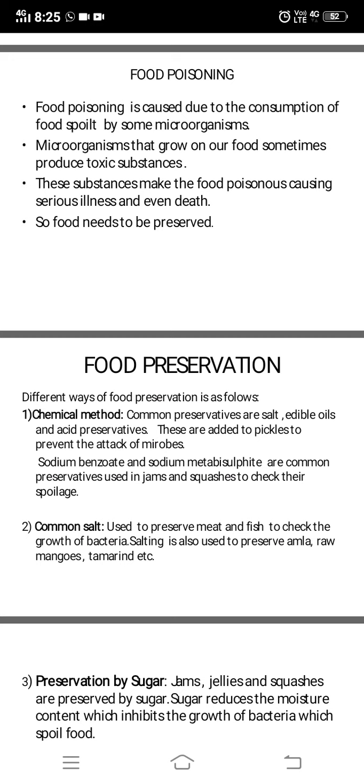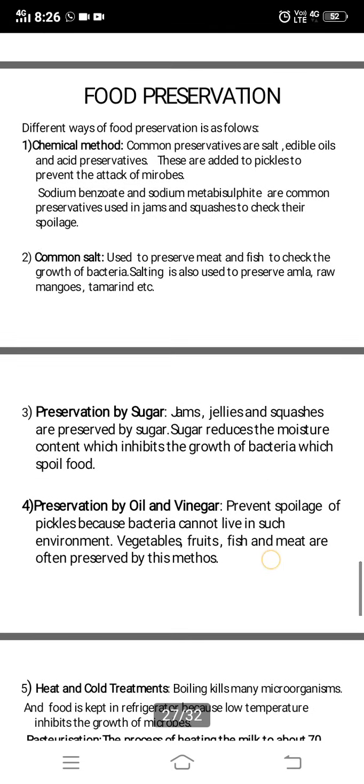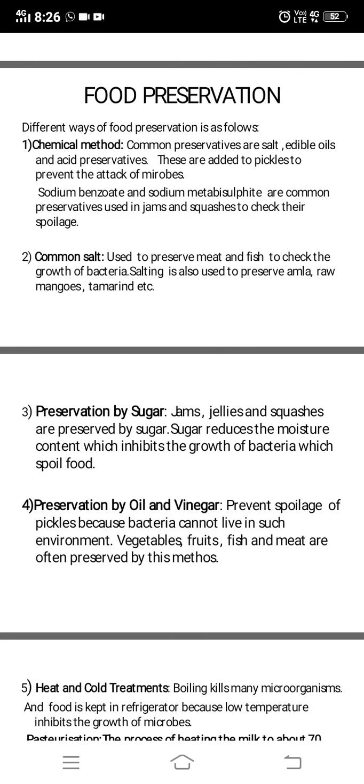There are many techniques followed to preserve food. Preserving food means you are protecting the food from these microorganisms, so that food is kept fresh for a longer time. Let's see the different methods of food preservation. You might have seen your mother making pickles, or making papad and drying it in the sun. All these are different methods of preservation. We'll see those methods one by one.